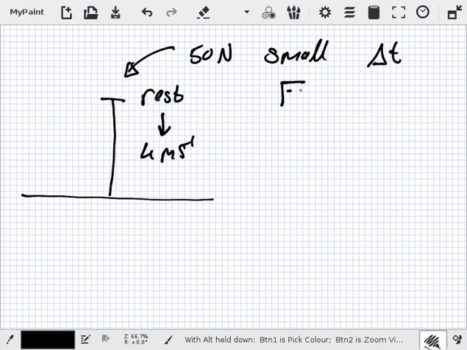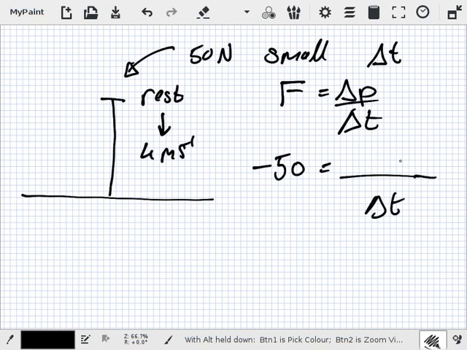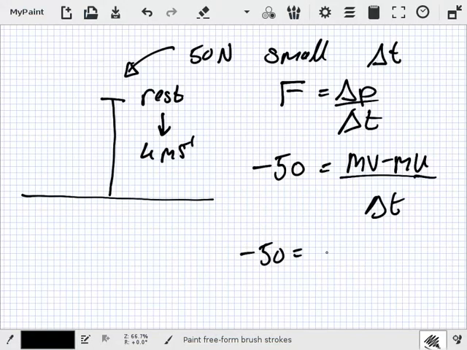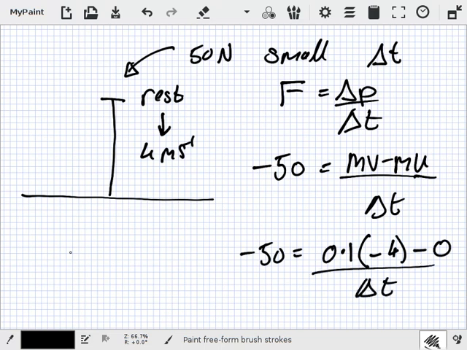If I use this formula, delta P over delta T, I know the F, it's 50. 50 down, so minus 50. Do I know the T? I don't. Do I know the P? I could. Because it starts at rest, the u is 0. What's the m actually? 100 grams. That's a pretty heavy nail. 0.1. What's the v? Minus 4. And the u is 0. And the delta T is what we want.